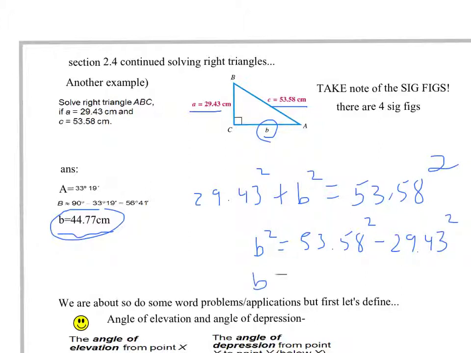And therefore b is the square root. And I'm just going to put quotes there and let you type that out. So I'm going to type 53.58 squared minus 29.43 squared, and then we'll square root it. And so I'm sure by now you've typed that out, and you arrive at the 44.77, which is right here. So B is 44.77. Okay, hope that helps.